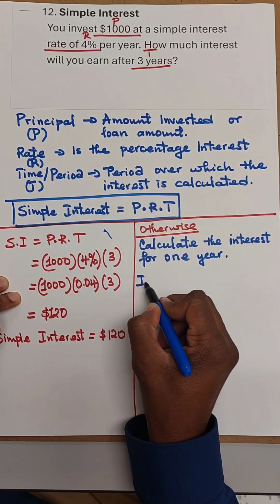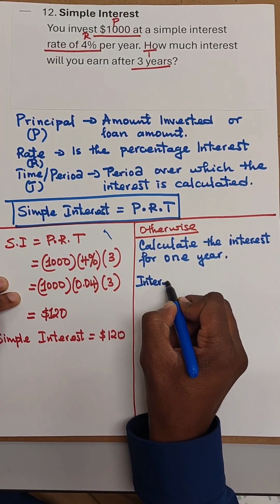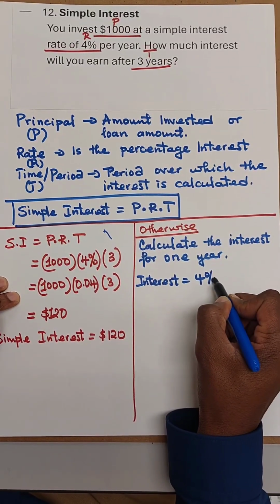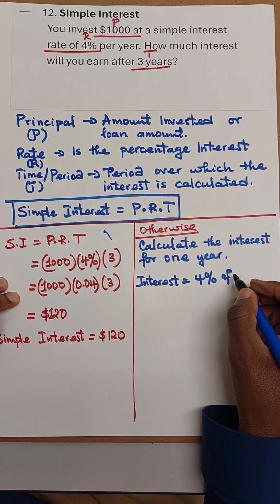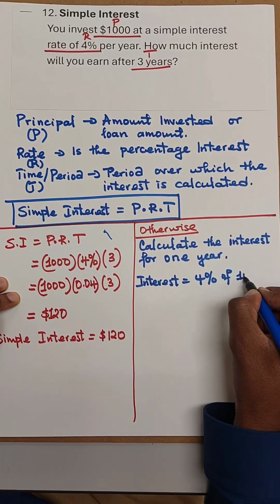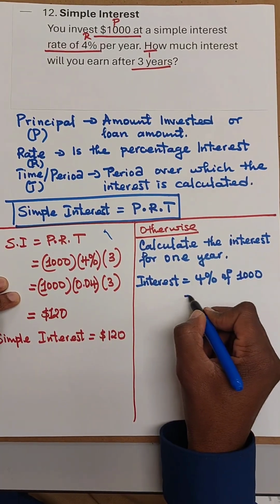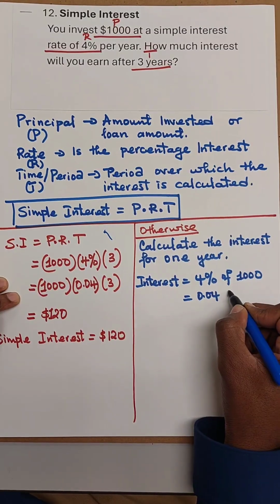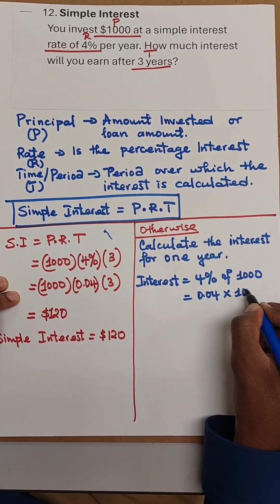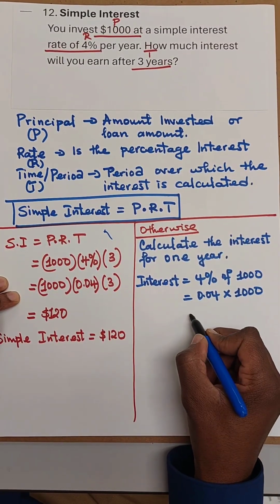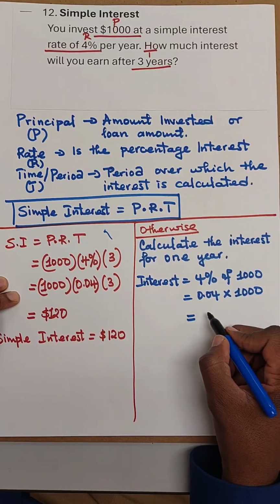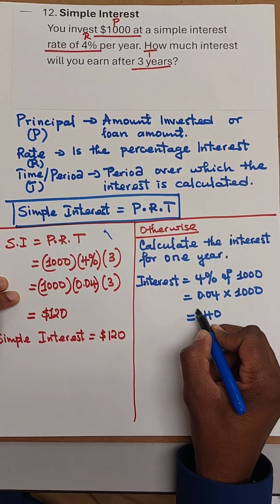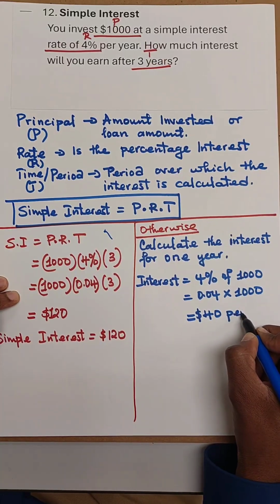So that interest is 4% of $1,000. 4% is the same as 0.04, of means multiply by $1,000, and that interest is $40 per year.